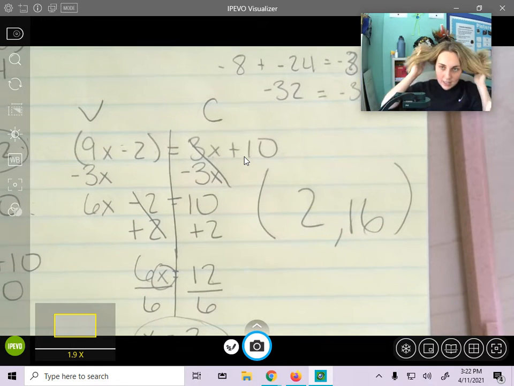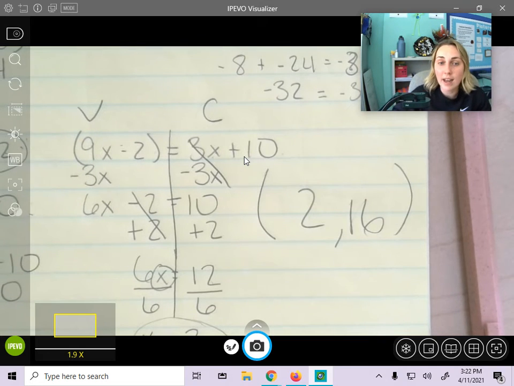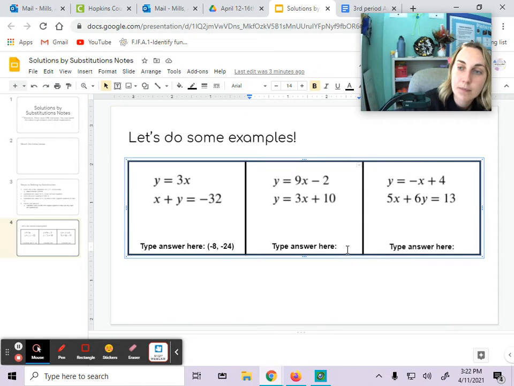And if I wanted to check it, I would plug that into both equations to make sure it works out. If it doesn't work out, you probably need to go back and look at it again. Just going ahead and tell you that. So my solution to that system is going to be 2 and 16.